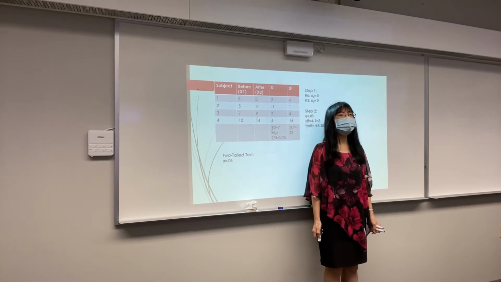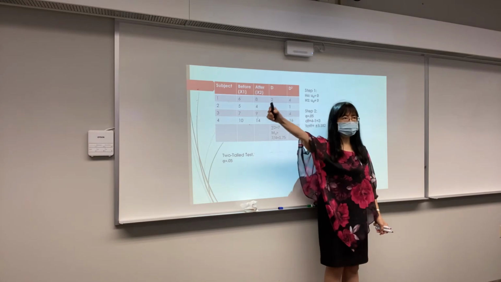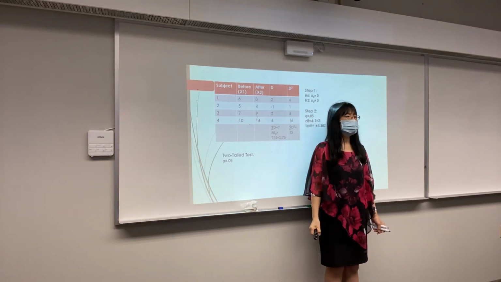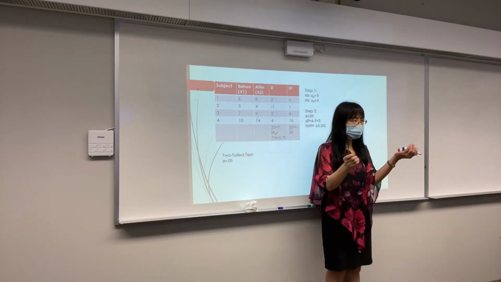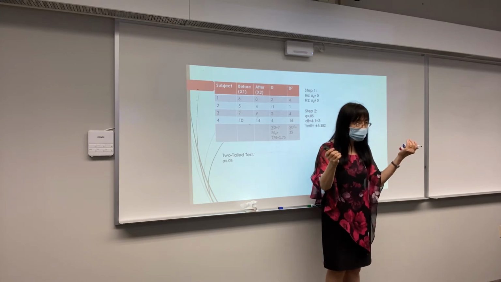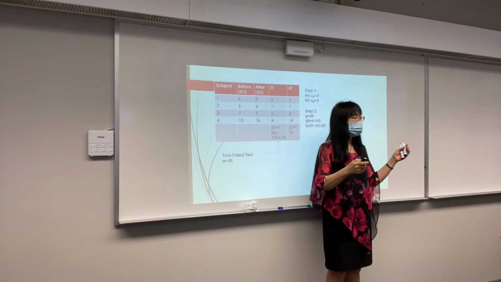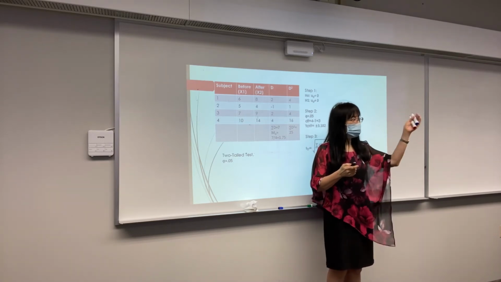SD equals square root, and what's inside? Sum of D squared minus sum of D, in parentheses, squared divided by n, all divided by n minus 1. Right? Okay. Then you do this.